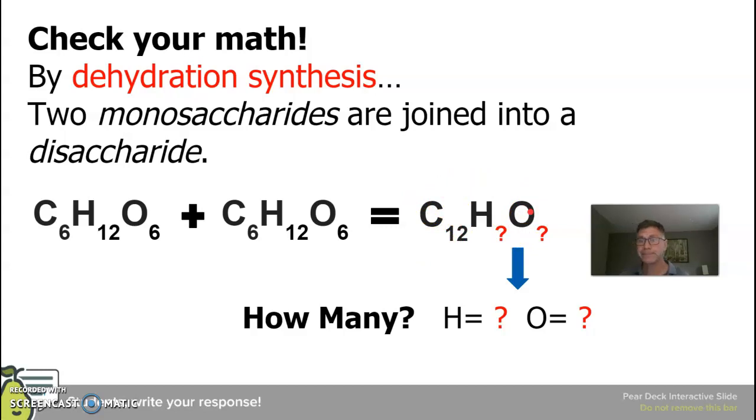Why fewer? Well, because remember, water has to be lost when the two join together. And so I'm actually going to have two fewer hydrogens and one fewer oxygen than what I would expect to find in just adding up the atoms.